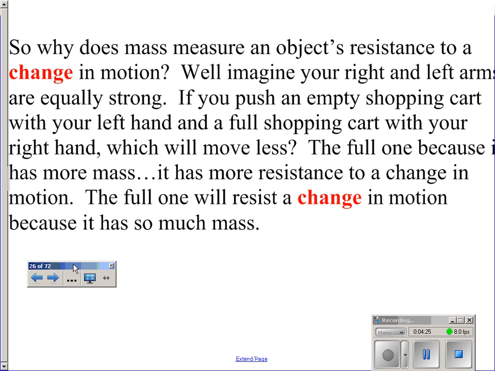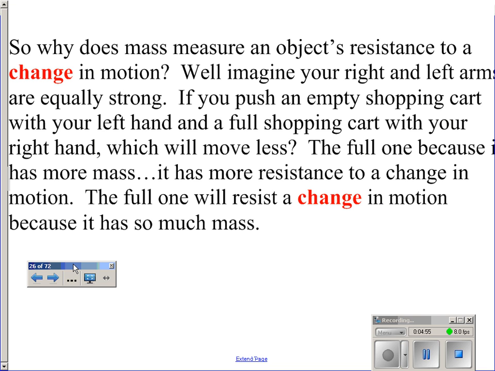So imagine that your left and right arms are equally strong. If you push an empty shopping cart with your left arm and a full shopping cart with your right one, which one's going to move less? Think about that. If you push them both, the one that's full is going to move less, right? The full one moves less because it has more mass. It has more resistance to a change in motion.